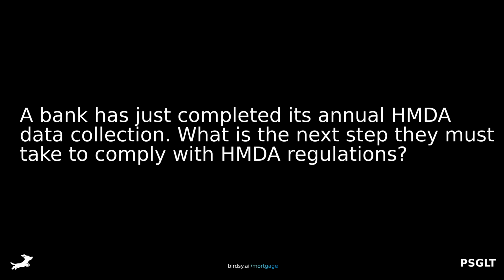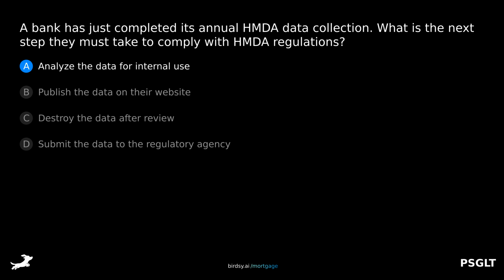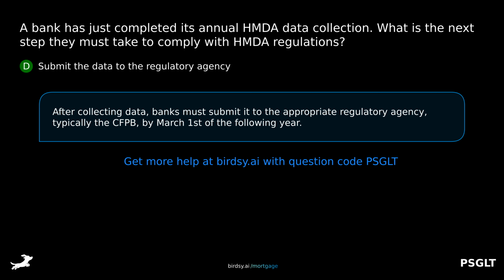A bank has just completed its annual HMDA data collection. What is the next step they must take to comply with HMDA regulations? Is it A, analyze the data for internal use, B, publish the data on their website, C, destroy the data after review, or D, submit the data to the regulatory agency? The answer is D, submit the data to the regulatory agency. After collecting data, banks must submit it to the appropriate regulatory agency, typically the CFPB, by March 1st of the following year.